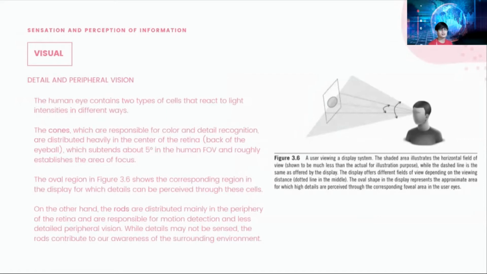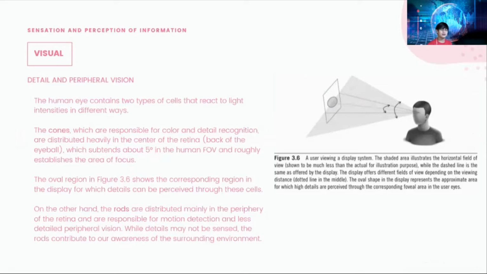Okay, next, when it comes to the visual, it's the detail and peripheral vision. The human eye contains two types of cells that react to light intensities in different ways. The cones, which are responsible for color and detail recognition, are distributed heavily in the center of the retina, at the back of the eyeball, which subtends about 5 degrees in the human FOV, or field of view, and roughly establishes the area of focus. The oval region in 3.6, as you can see here, shows the corresponding region in the display for which details can be perceived through these cells.